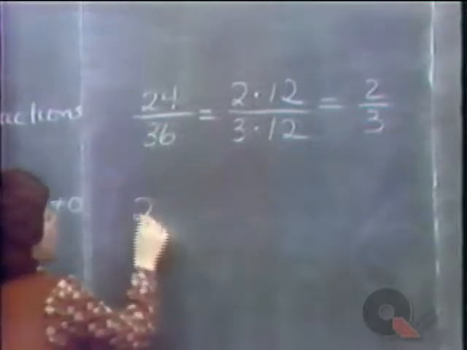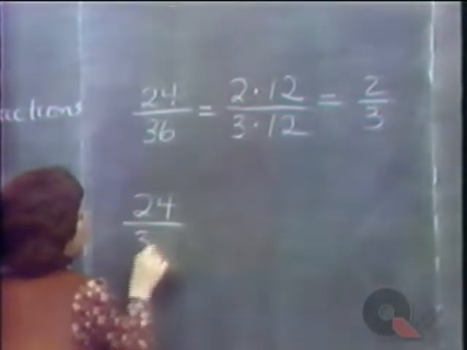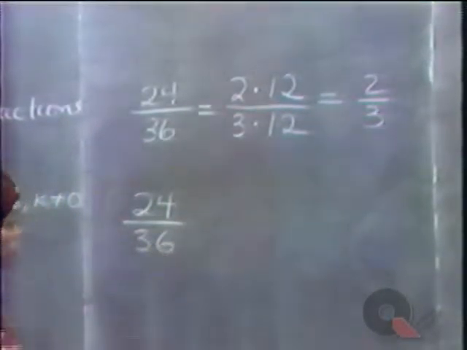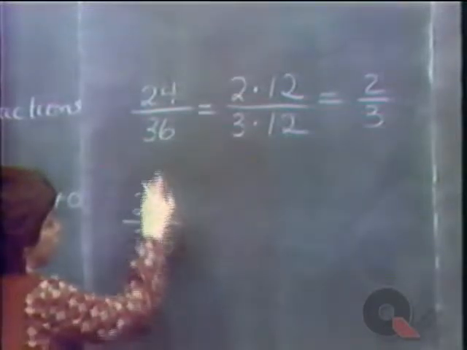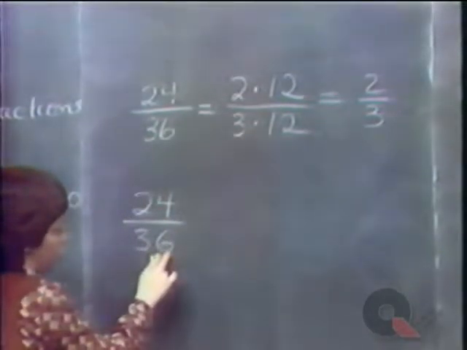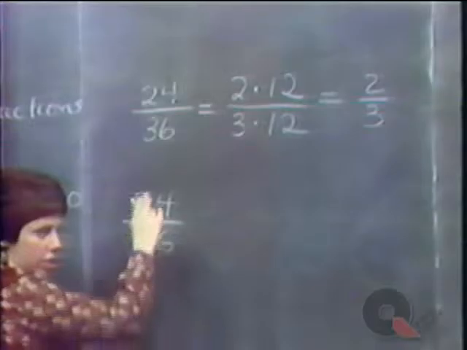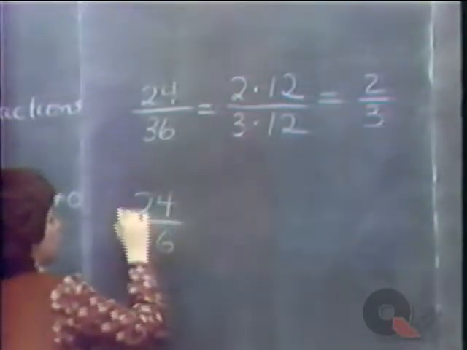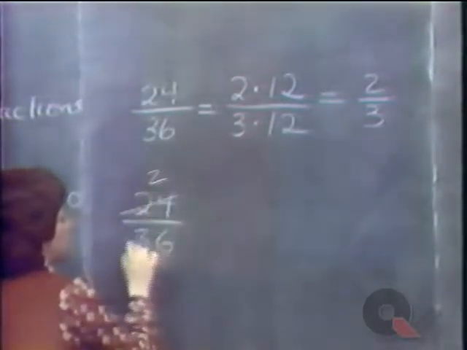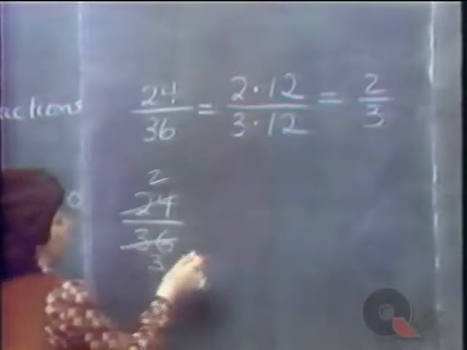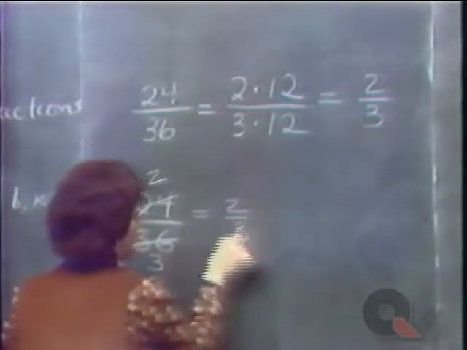Usually we write it like this, 24 over 36. How many times does 12 go into 24? Twice. How many times does 12 go into 36? 3 times. 12 goes into the top and the bottom. So we divide 24 by 12, we get 2. Divide 36 by 12, we get 3, and we get 2/3.